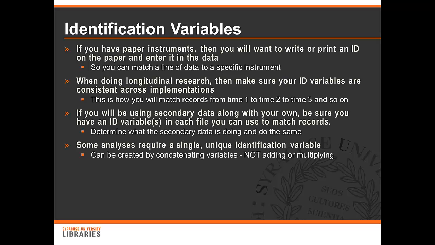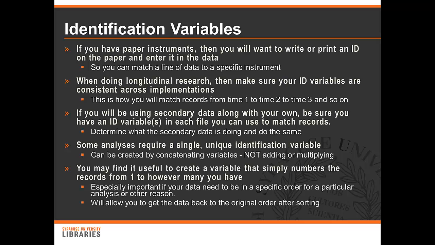Remember that some analyses in some software require a single unique identification variable. Some secondary data comes with more than one variable that need to be combined to identify a single record. A unique identifier can be created by concatenating these variables, not adding or multiplying them.